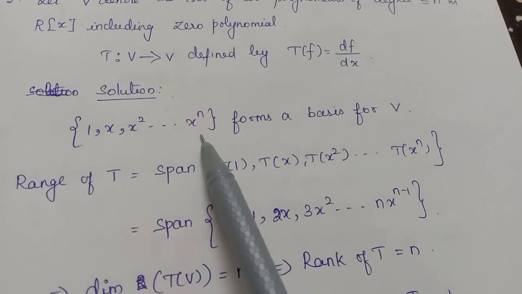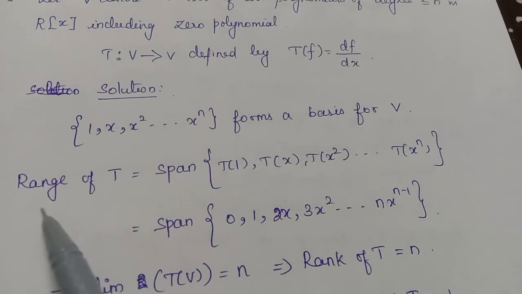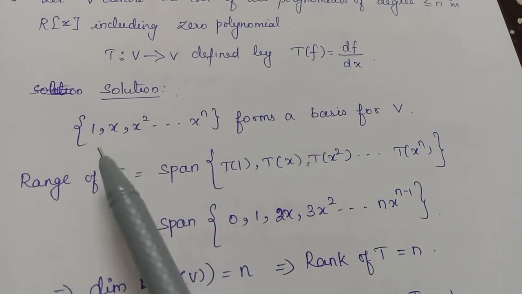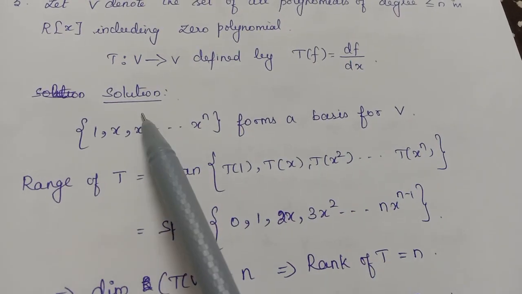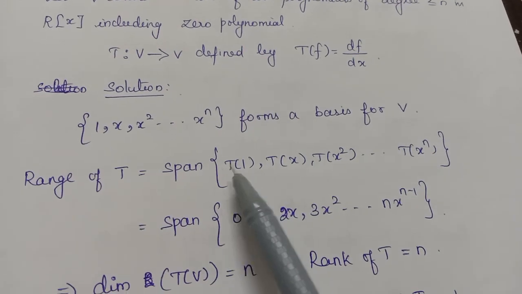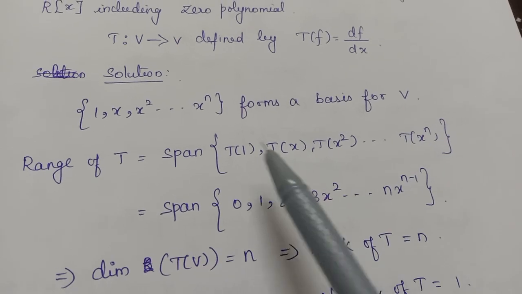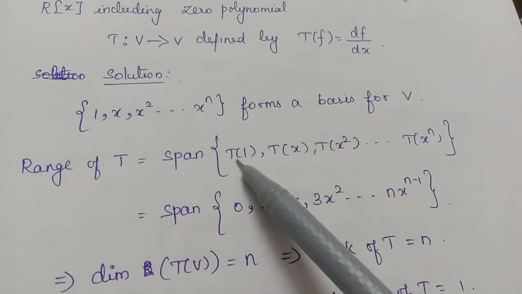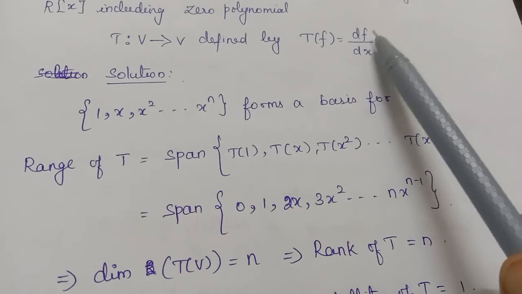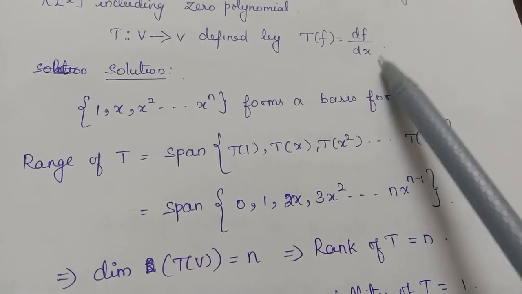So with this basis I am going to find the range of T. The range of T is the span of the image set of this basis. So what is the image set of this basis? Span of T of 1, T of x square, etc., T of x power n. Now let us apply the definition. What is T of f? df by dx, that is differentiation of the polynomial.